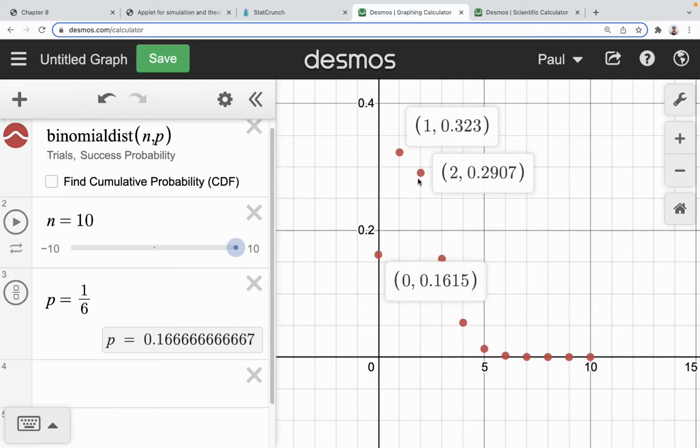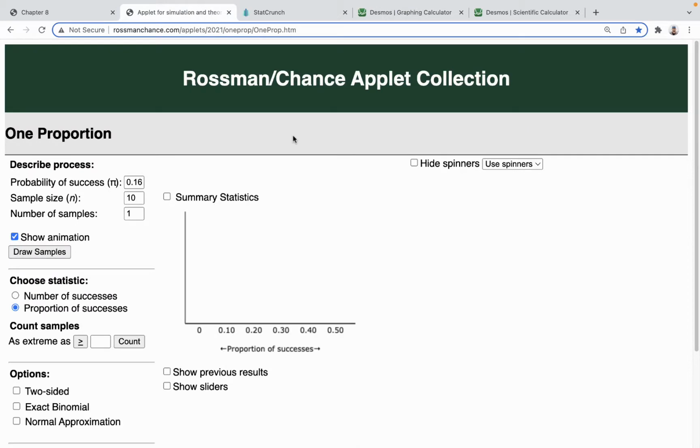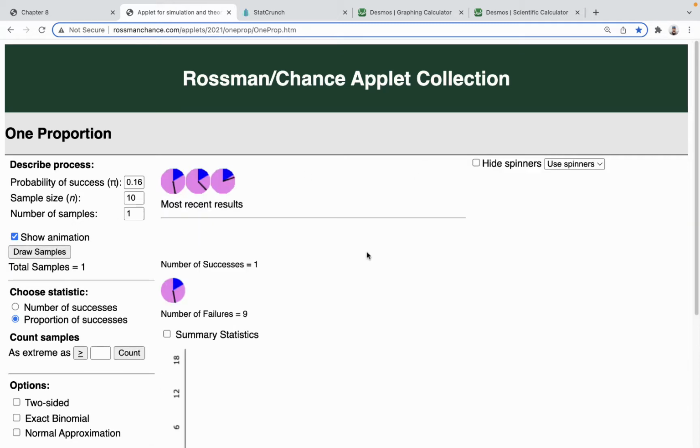20%, 30%, and 10 out of 10 would be 100% of the sample. That's what a sample proportion is. So using this applet, I can kind of show you what that would look like. What I'm going to do is draw samples one at a time.